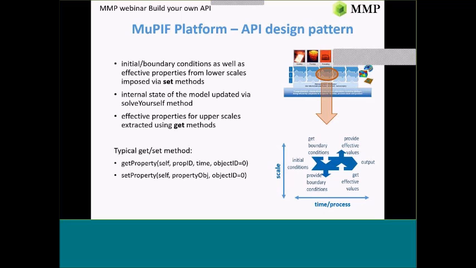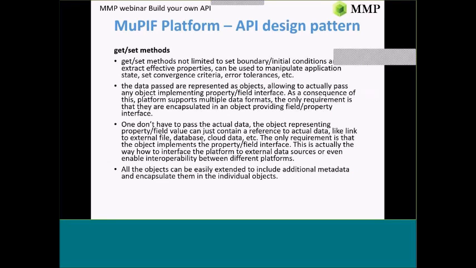So let me now make some general remarks on get and set methods. The get and set methods are not limited to initial and boundary conditions and effective properties, but they can also be used to manipulate or query application state. For example, they can be used to set or get convergence criteria, error tolerances, etc.